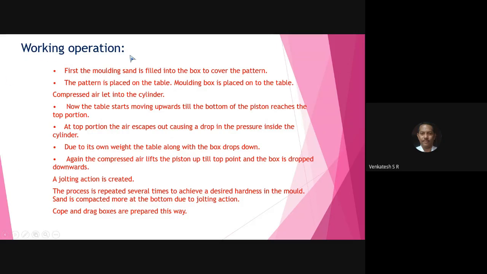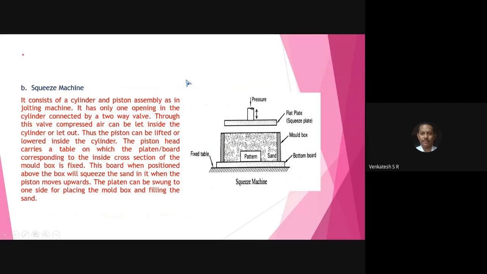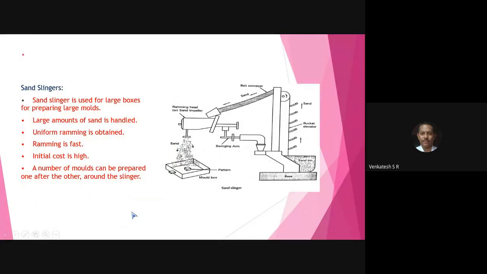Next, the working operation, that is the filling of the mold cavity with the molten metal. For that, you have to prepare the mold box. And this is the explanation for the jolt squeeze machine. And next, come to the point.